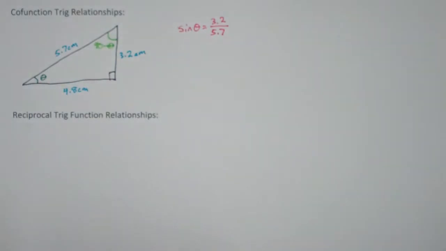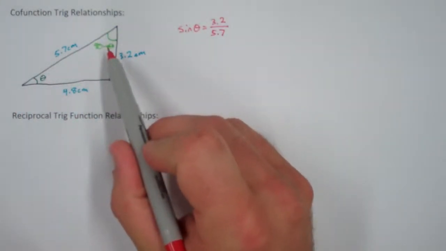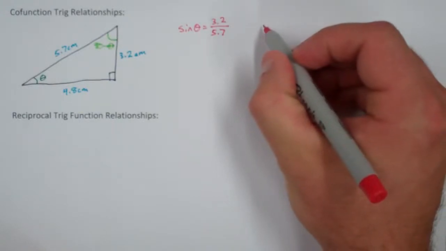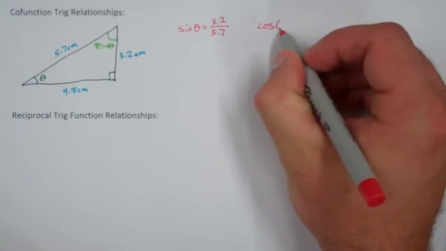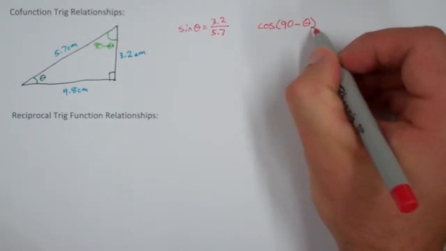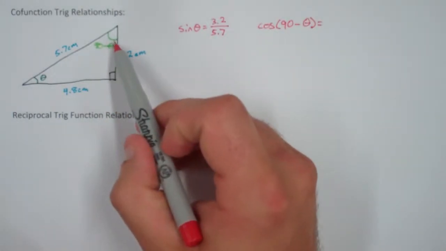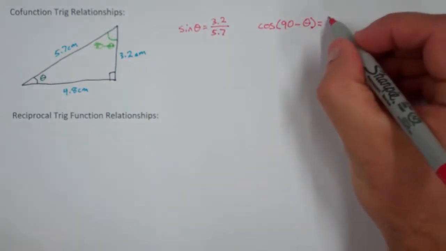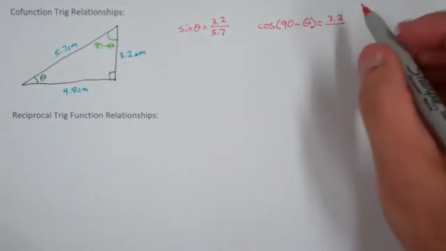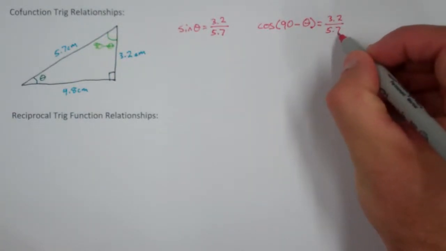Let's take a look at what happens when we view this triangle in terms of this angle. I want you to notice that if we take the cosine of that angle, whatever it is, we're not sure what it is, it's just 90 minus theta, that's equal to the adjacent, which is 3.2, over the hypotenuse, which is 5.7.